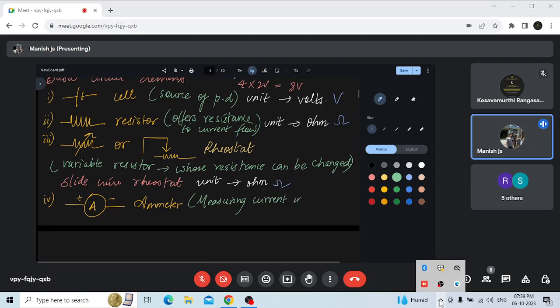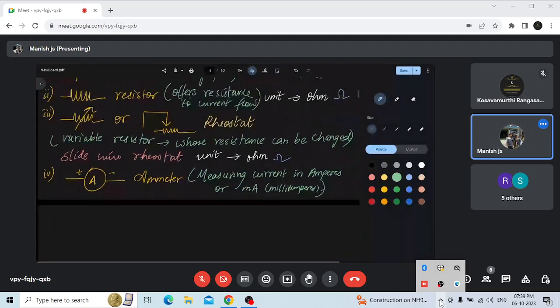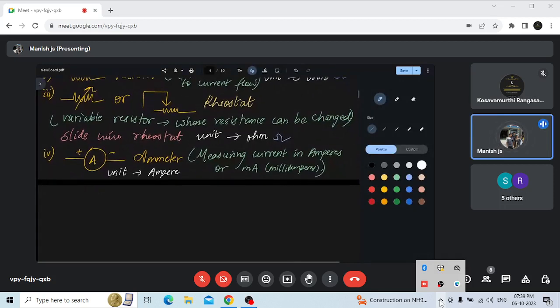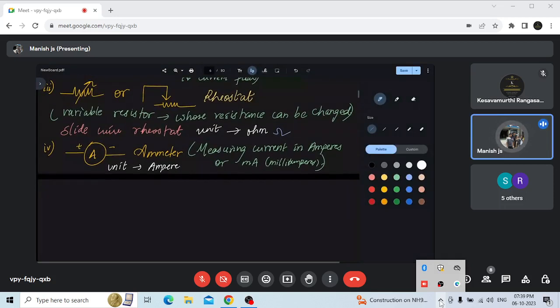It can be in amperes or mA, which is called milliamperes. Smaller versions are also available. So an ammeter is used to measure current. And what will be the unit of ammeter? The unit is ampere. Ampere is the unit of the current, so this is the same for the ammeter also.